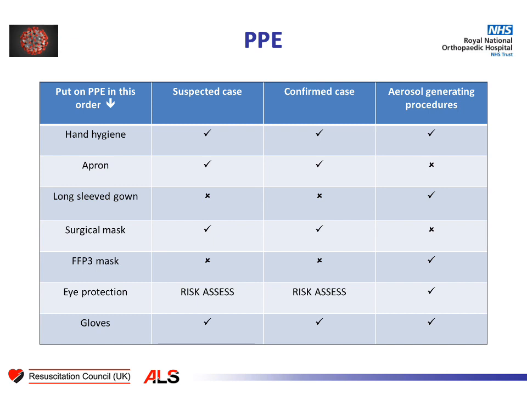This is the current guidance in our trust on personal protective equipment usage for coronavirus. Aerosol generating procedures are those that stimulate coughing and the generation of aerosol with virus.